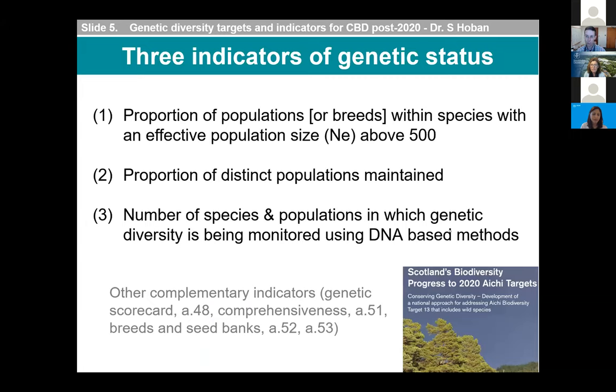This led us to propose and develop three indicators: the proportion of populations within species with an effective size above 500, the proportion of distinct populations maintained or not lost, and the number of species in populations where genetic diversity is monitored with DNA. There are other important complementary indicators, including the genetic scorecard developed by Scotland, which are very useful, but which we will not talk about today.